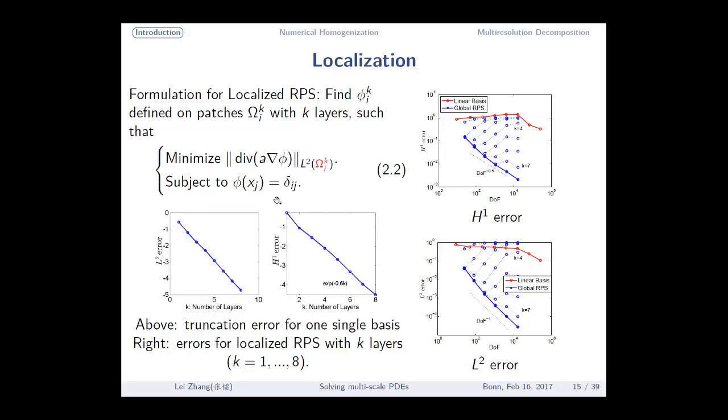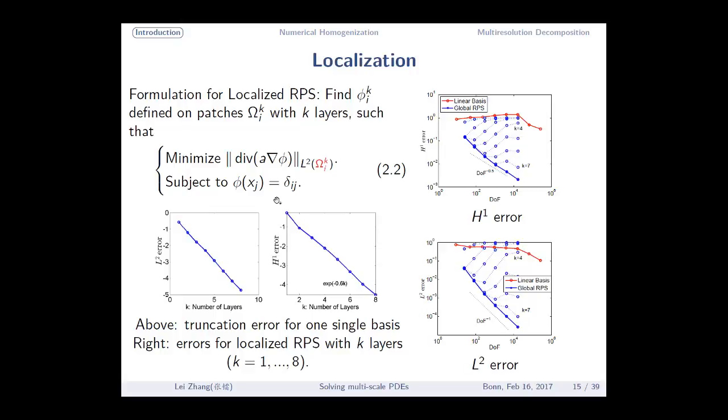So we want to find this phi I. It is defined on these local patches with k layers. It also satisfies the following constraint. And that's the decay of the single basis. This is the decay of the single basis with respect to the number of layers. In L2 and H1, it decays exponentially. And here, for each line, it means you have the number of layers equal to 1, 2, 3, 4 until 7.